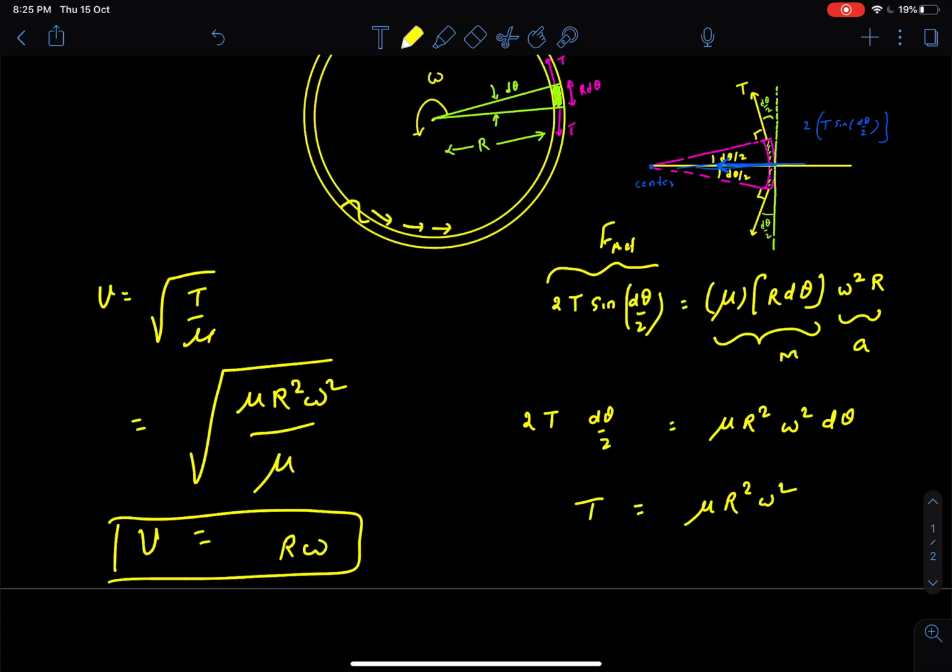So you can say that its net velocity will be either 2r omega or 0, depending on whether the pulse is moving along the velocity of the point on the string where it is present, or it is moving opposite to the velocity of the point of the string in which it is present.